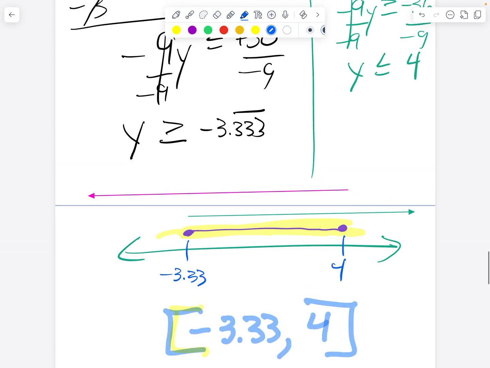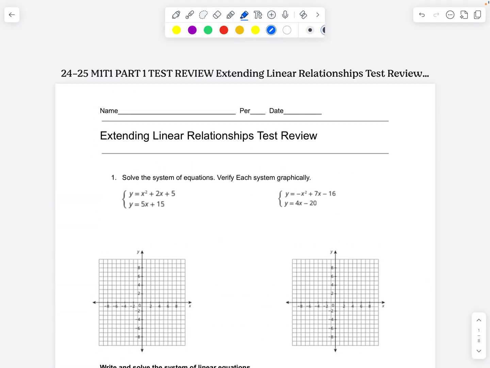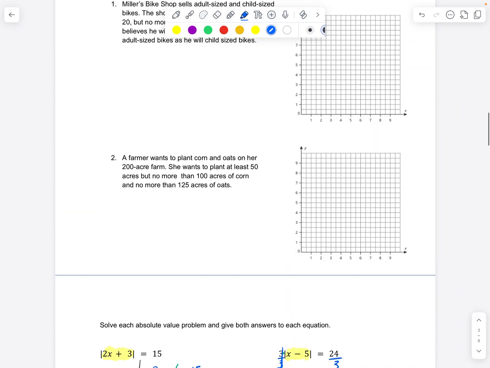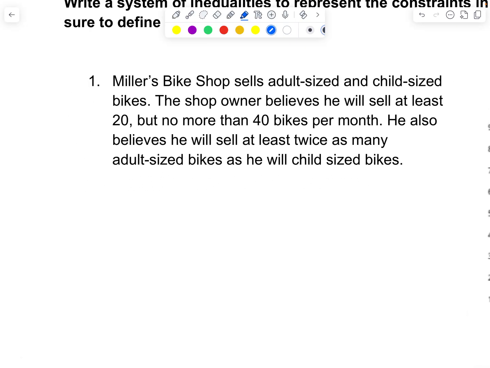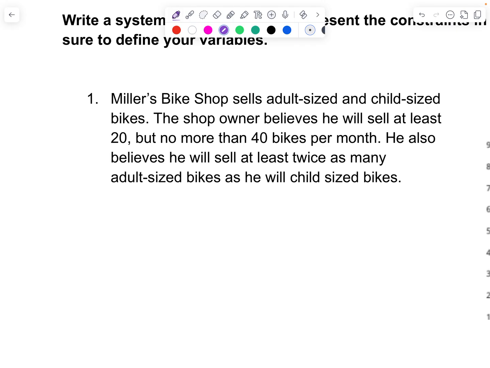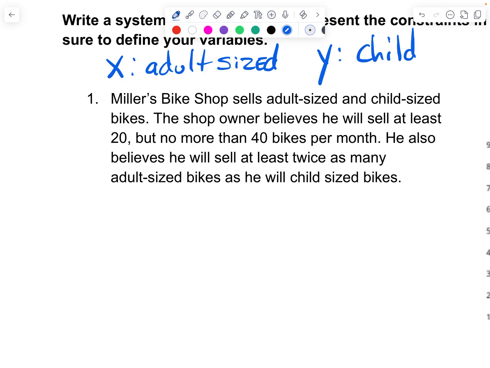All right, so let's go to the last problem. Let's see where it is. It's right here. This is your inequality. Sorry it took so long. On this one, Mike, if you want to pause the video to read it real quick, go for it. The first thing you need to do on this problem is write a system of inequalities. You need to define what your x represents and what your y represents. Your x represents the adult-sized bikes. Your y represents your child-sized bikes.